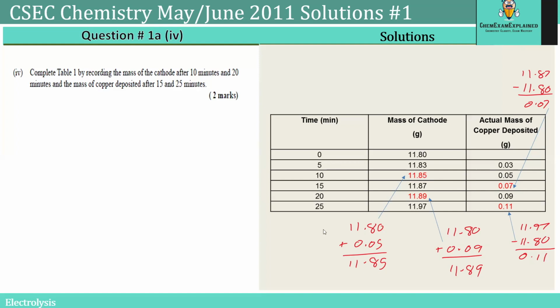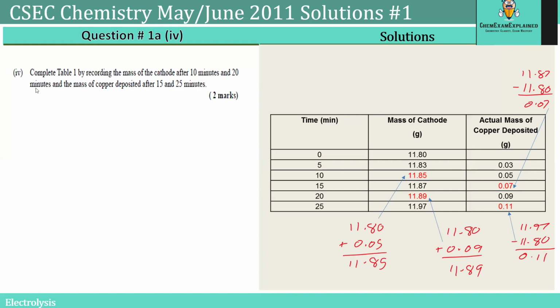To find the mass after 20 minutes, we do the same thing. We add 11.80 to the actual mass deposited of 0.09 grams to get 11.89 grams at the cathode.